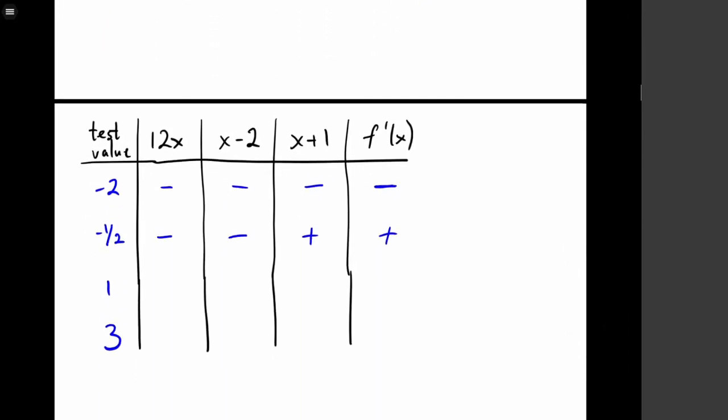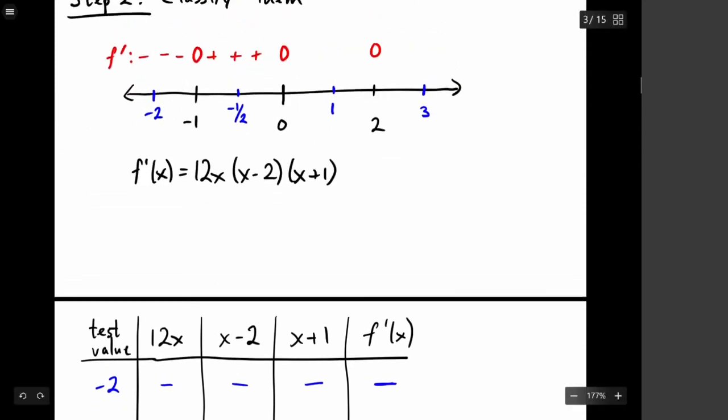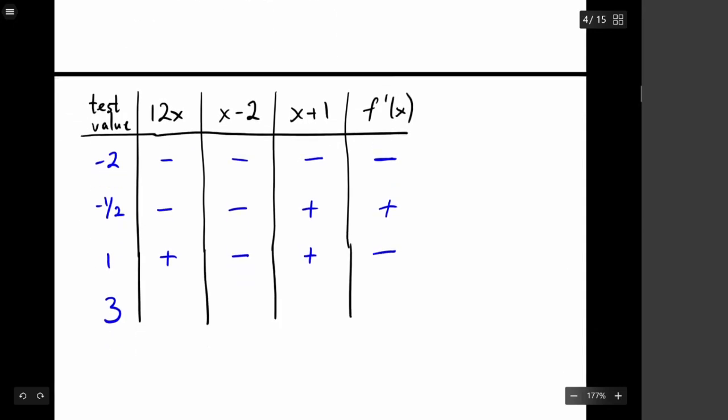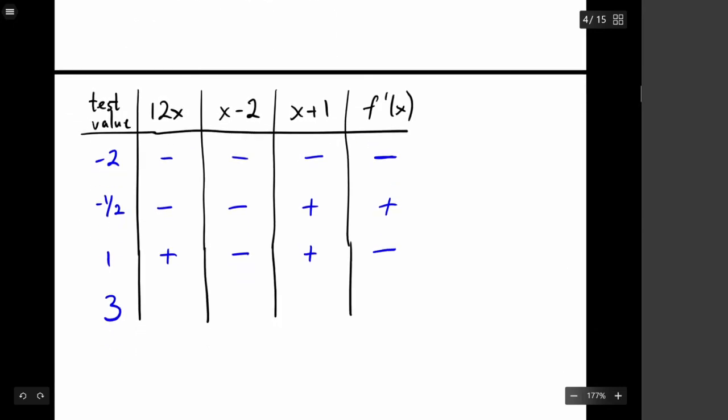All right. Let's do this for 1. If we plug in x equals 1 here, positive. Plug in x equals 1 here, it's negative. Plug in x equals 1 here, we get another positive. Positive times negative times positive, that's negative. So these are all negative.